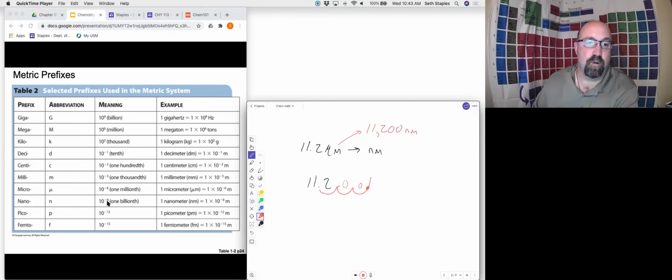So same idea. Only we're just moving through, or we're not going through the base unit necessarily. But it's the same idea. We're just going to be moving our decimal point around. And so that's one way to do these metric conversions.